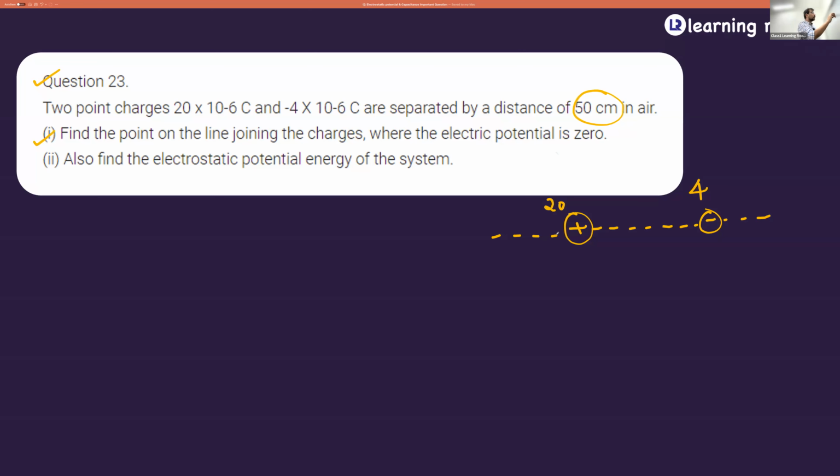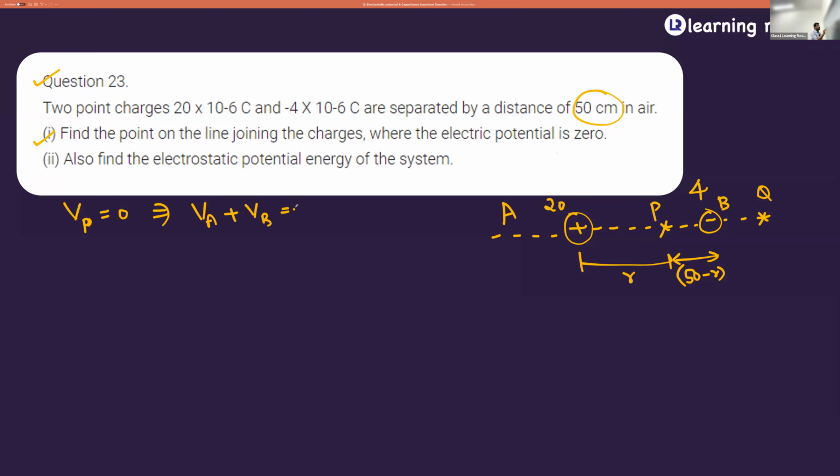So which is having lesser magnitude? It is 4. So I need to take a point P here and a point Q here. Here you will have 2 points, right? For case 1, I'll take this distance as R, then this distance will be 50 minus R. I'm saying that the total potential at point P is equal to 0. When the total potential at point P is 0, then the potential due to the charge at A plus the potential due to the charge at B will be 0.